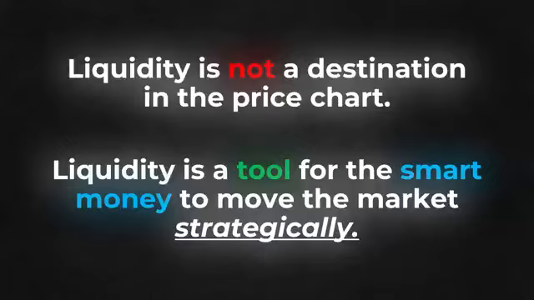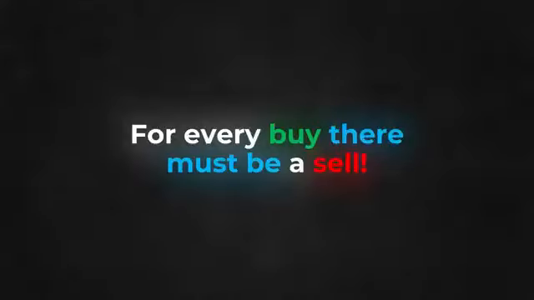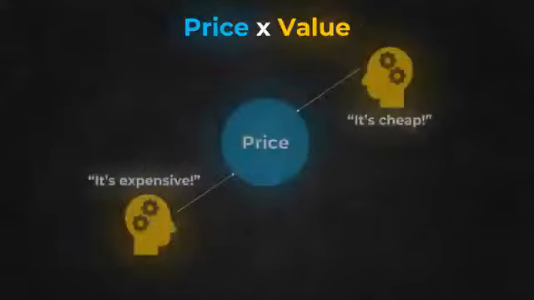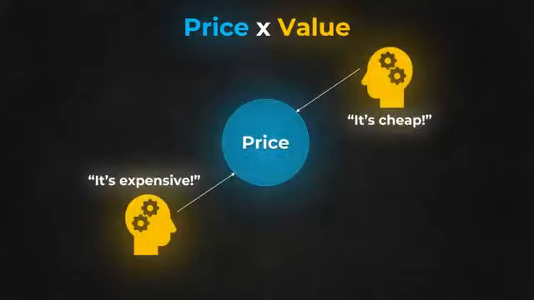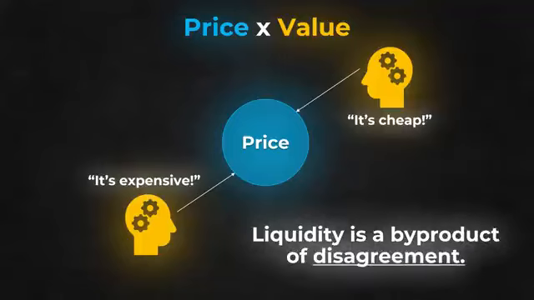Any market participant needs liquidity. When you place a long trade, there must be someone else on the other side willing to sell it to you at the same price. Liquidity exists because market participants have different perceptions of the market. That means someone is willing to sell what someone else is willing to buy at the same price. This would not happen if price perfectly reflected value. In other words, liquidity is a byproduct of disagreement in the market.